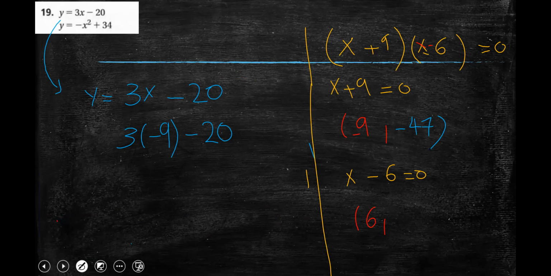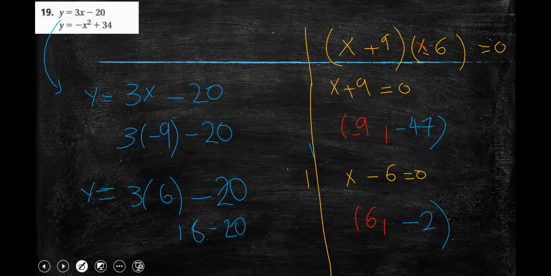The second one, at point 6. 3 times 6 is 18, minus 20, negative 2. So the two points here are (-9, -47) and (6, -2).